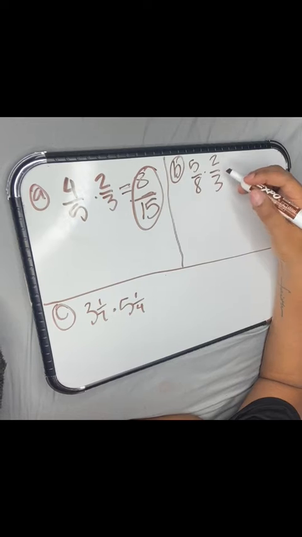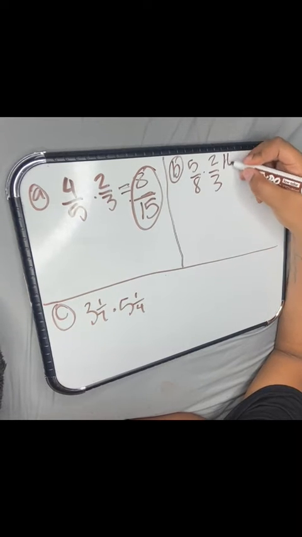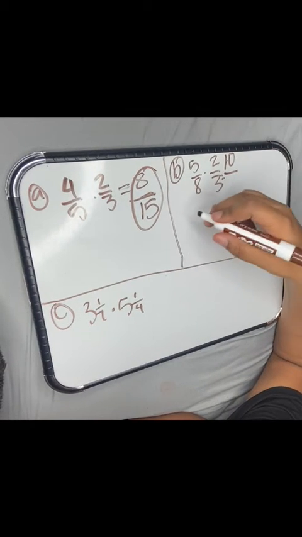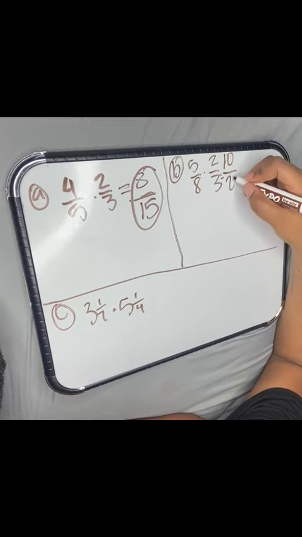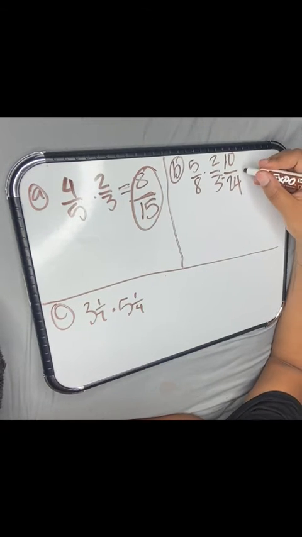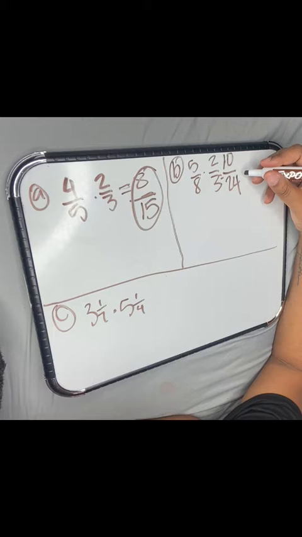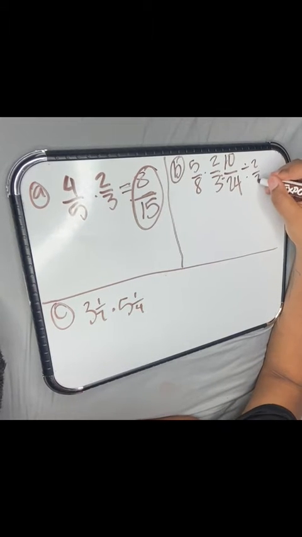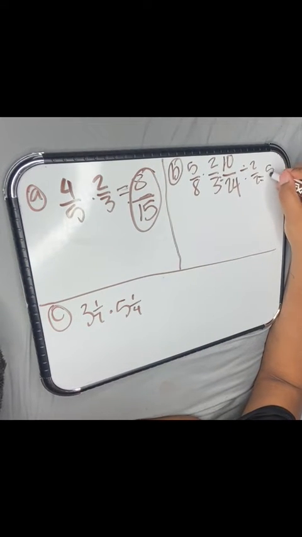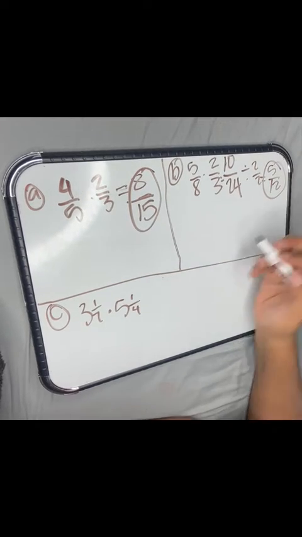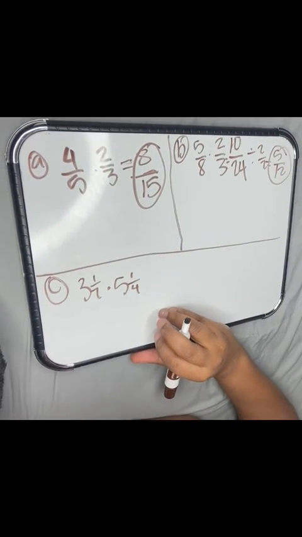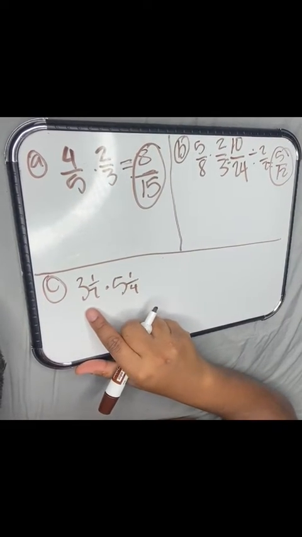Here we have 5 times 2, which is 10. And then 8 times 3, which is 24. 10 over 24 is the answer, but it can be simplified. So you divide that by 2 over 2, and you'll get 5/12, which can no longer be simplified, which will be the answer.